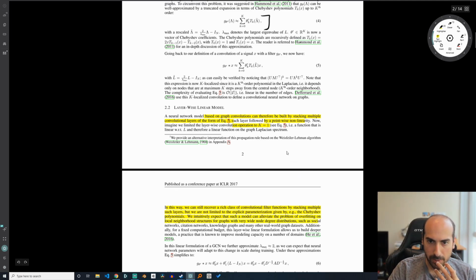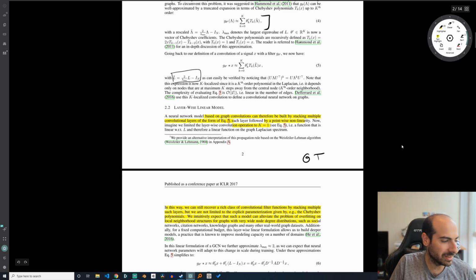Oh, okay, interesting. So they make a couple of simplifications. They're like, we take the layerwise convolution operation to k equals 1. So then you're basically saying at every point the layerwise convolution is going to be just like theta and t, and then what's L here? Okay, L is also this complicated.